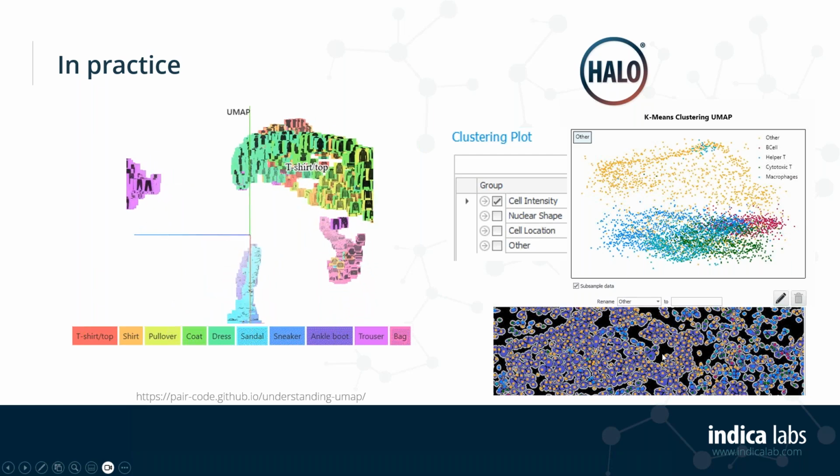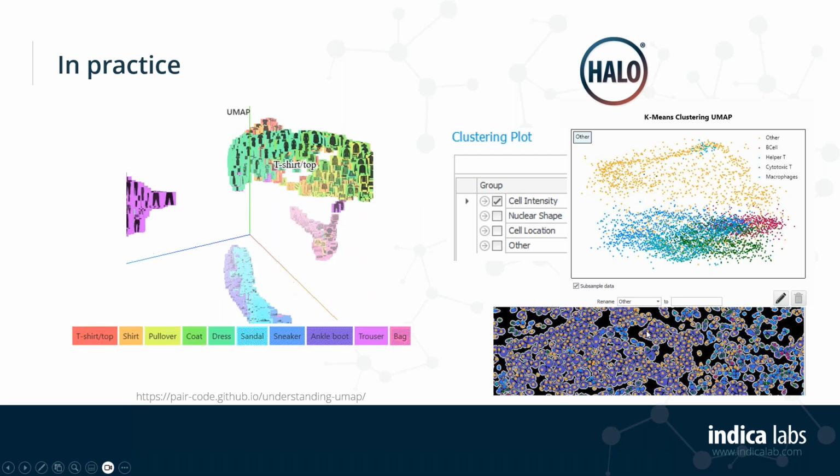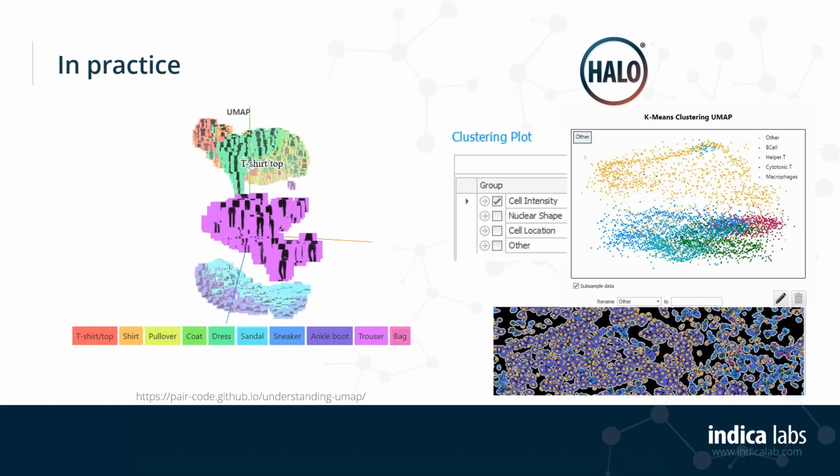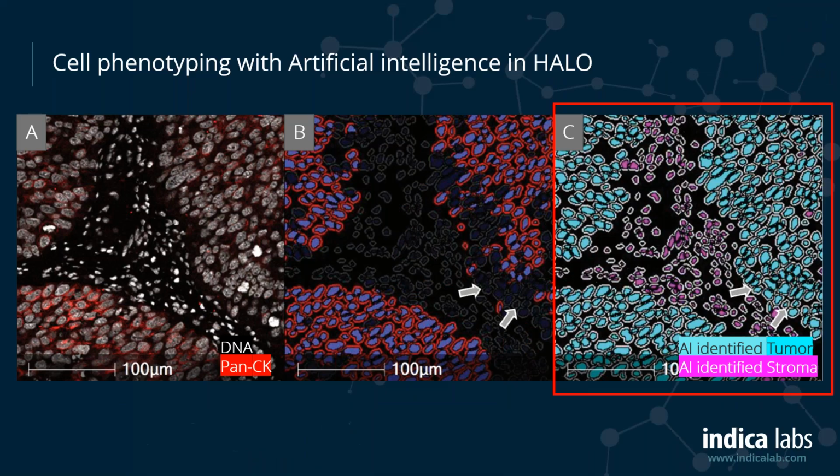That said, I would like to finish off my PowerPoint presentation with a little bonus for our Halo AI users that I haven't mentioned yet. Sometimes it's not possible to phenotype cells because of the quality of your staining or because your cells of interest express a marker transiently. You can always train our artificial intelligence add-on to recognize the cells of interest on the sole basis of their nuclear pattern, for example.